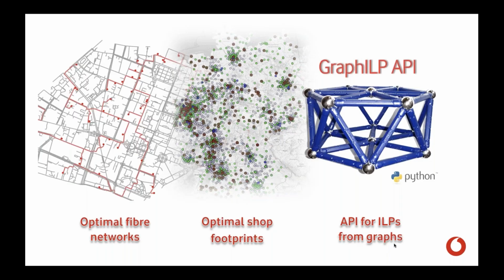I'm going to talk to you today about 3 use cases from 2 application areas, namely optimal fiber networks and optimal shop footprints. After that, I will turn to what we call the graph ILP API. So that's our try to create an API for creating ILPs from graphs. Now, I hate abbreviations and acronyms, so I'll spare you any but those 2. I guess everybody knows what an API is, and ILP, of course, stands for integer linear program or integer linear programming.